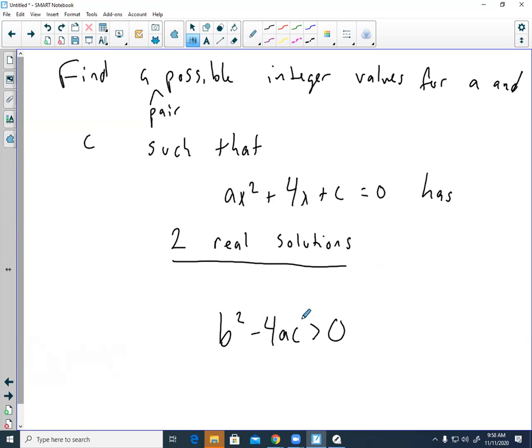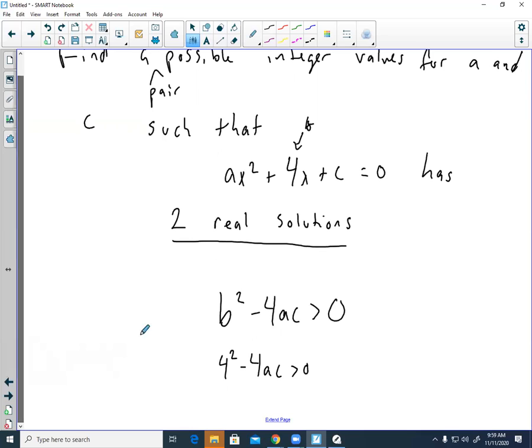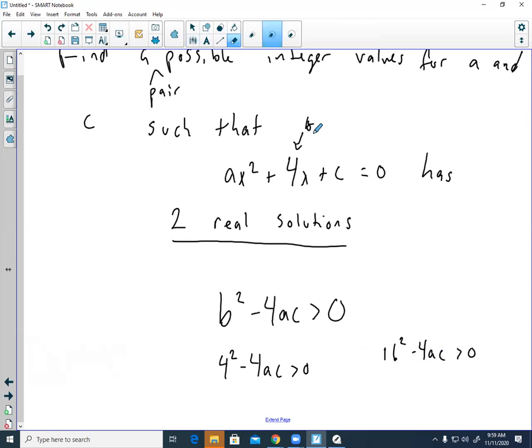So if b squared minus 4ac has to be positive, I'm going to plug in whatever I know from up here, and the only thing that I know up here is that this is b. So I'm going to plug in b squared. So 4 squared minus 4ac has to be bigger than 0 because I want it to have two real solutions. Okay? Now I'm going to solve. That's what I'm going to really do. So I'm going to get 16 minus 4ac is greater than 0. I'm sorry, not 16 squared, 16.